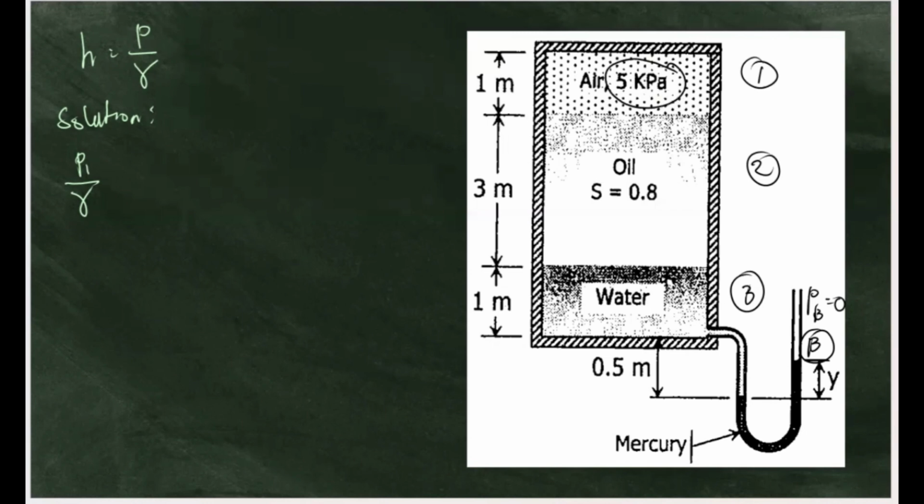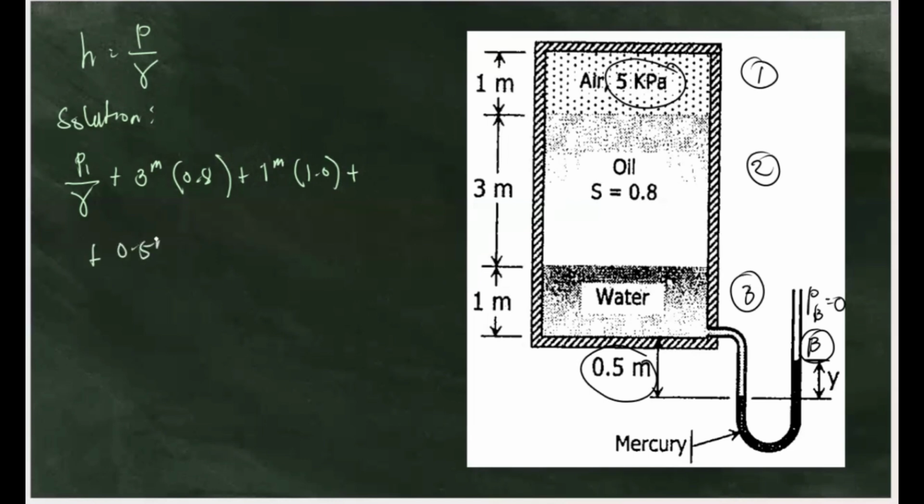So we will no longer use the 1 meter distance or height that you see on the left side of the illustration. We go to the oil, plus 3 meters multiplied by the specific gravity of oil, 0.8, plus 1 meter of water, whose specific gravity is 1. Then it goes down another 0.5 meter, which is water still, specific gravity 1. For the mercury, going down is positive, but going up is negative, same height, same value.